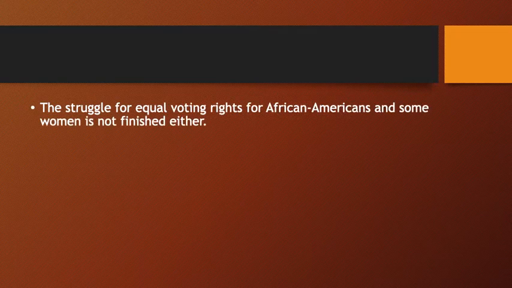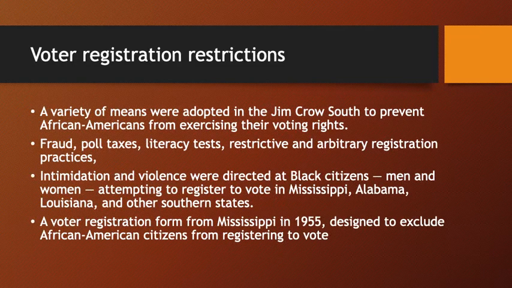But the struggle for equal voting rights for African Americans and some women is also not yet finished. And so I want to close today by looking at limitations on voter participation and voter registration, which have been a part of our political history since the 1950s. Beginning during the Civil Rights epoch in the 1950s and in the post-Reconstruction period of the South, after African American people were guaranteed the right to vote, Southern states enacted a variety of obstacles to participation in the electoral process.